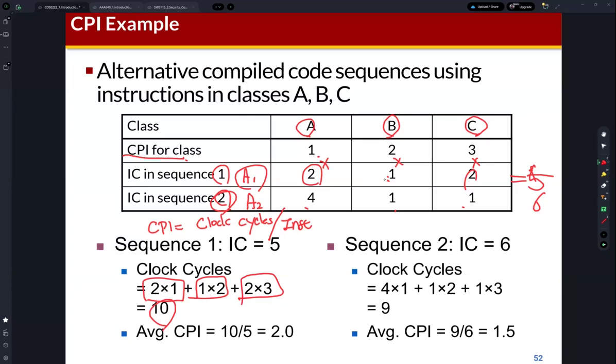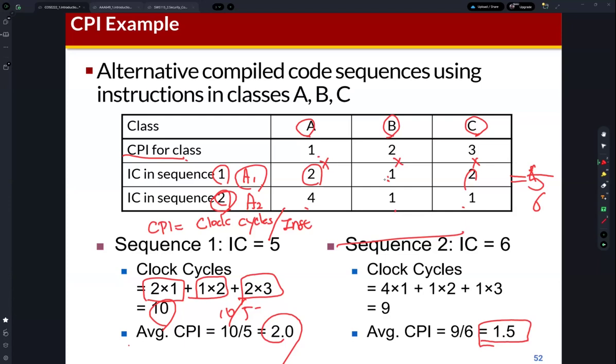This is the total number of clock cycles for application A1. What is the average CPI? Average CPI is, by definition, 10 divided by 5, which is 2. For A2, it is 1.5.